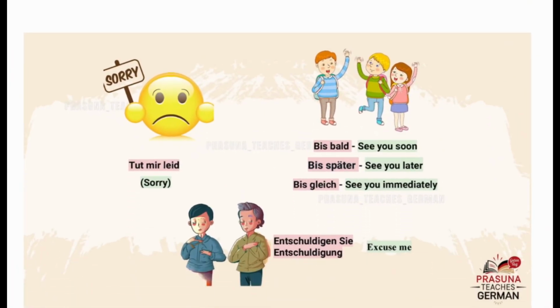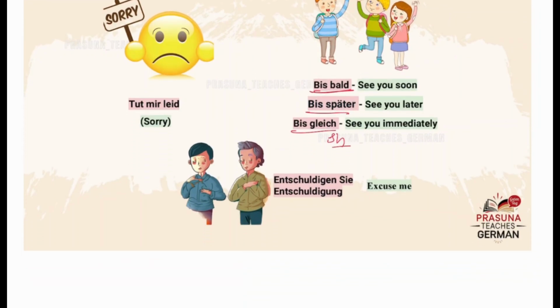Now how can I say sorry to someone? It goes Tut mir leid. Tut mir leid is saying sorry. Bis bald. Bis bald, see you soon. Bis später. Bis später, see you later. Bis gleich. Bis gleich. See you immediately.